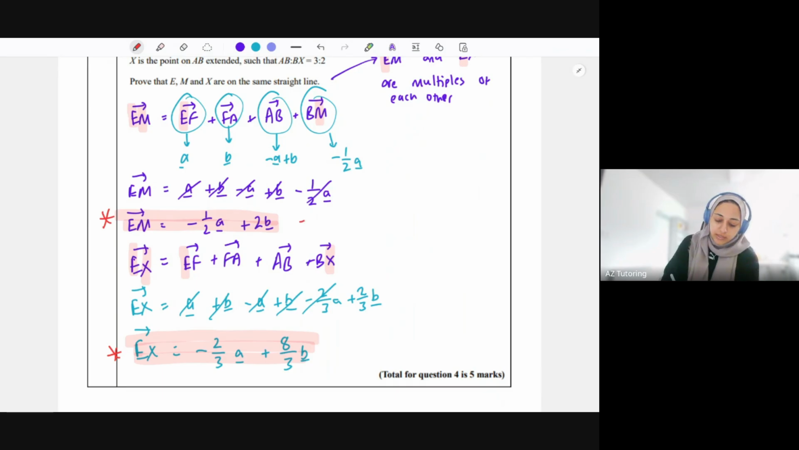So what I always recommend is try and get a by itself first. Now I've noticed a is minus in both of them cases. So I'm going to put minus a inside the bracket. Let's look at EM first. What do I times by minus a to get minus a half a? Well, that's just a half. So a half times minus a gives me minus half a.